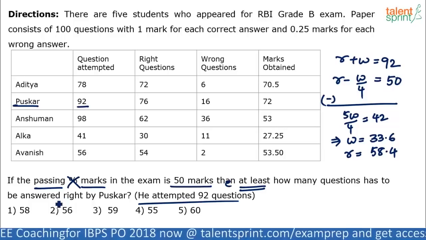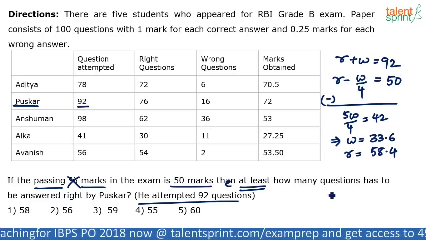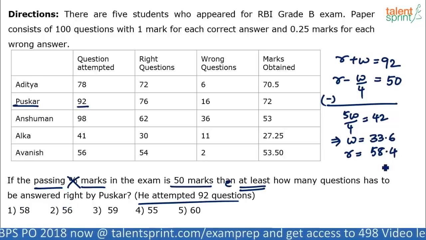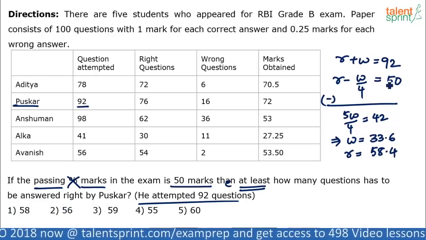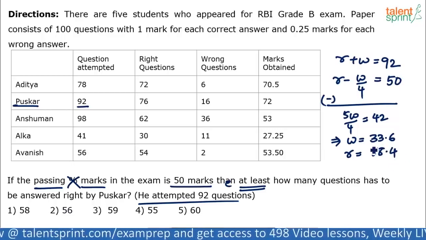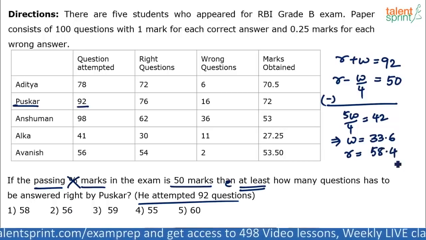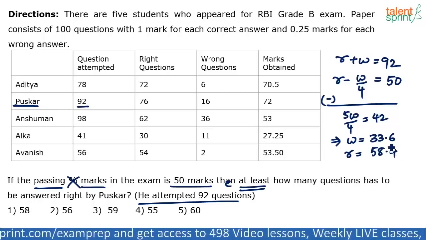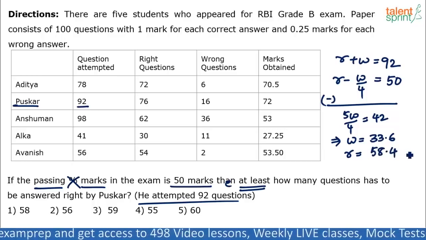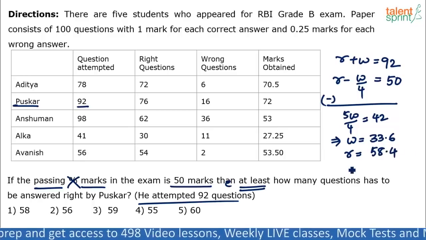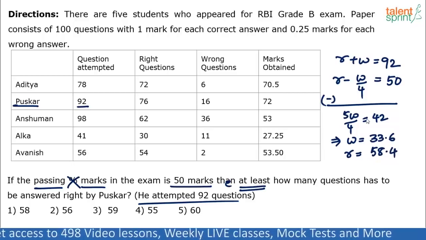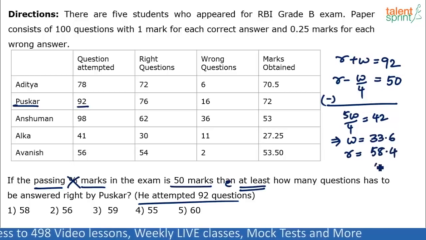But I want Pushkar to pass. We want Pushkar to pass, right? How many questions should be answered right by Pushkar so that he can pass? For him to pass, he should score at least 50 marks. And for him to score 50 marks, he should answer at least 58.4 questions correct. But 58.4 questions cannot be correct. It has to be an integer value. We cannot get 0.4 of a question right. So you have to take the nearest higher integer. So the minimum number of questions that have to be correct for Pushkar to pass the exam should be 59.